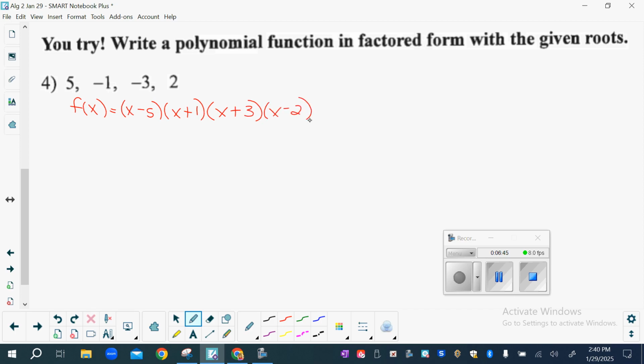Okay, so this is what you should get for your answer. Everybody checks got it right. Okay, on to the next one. That's pretty simple, huh?